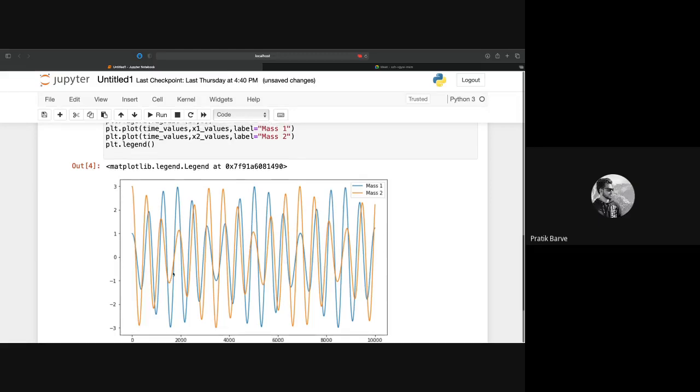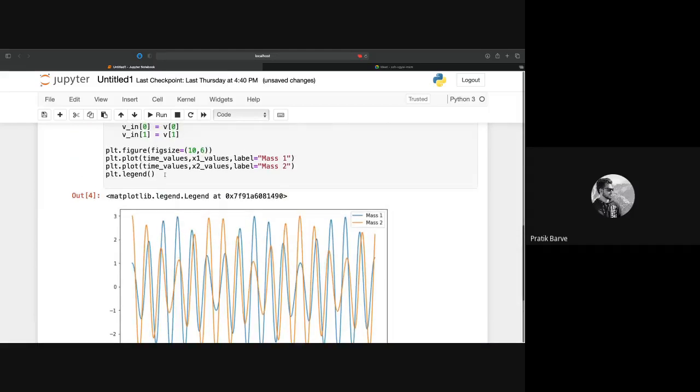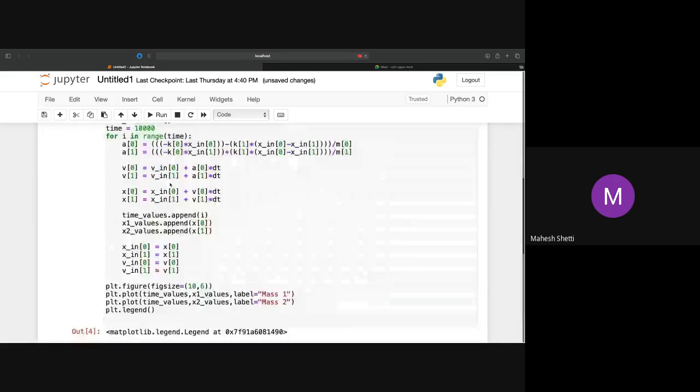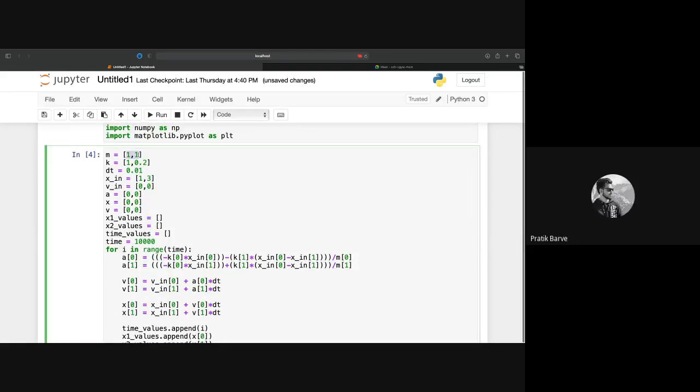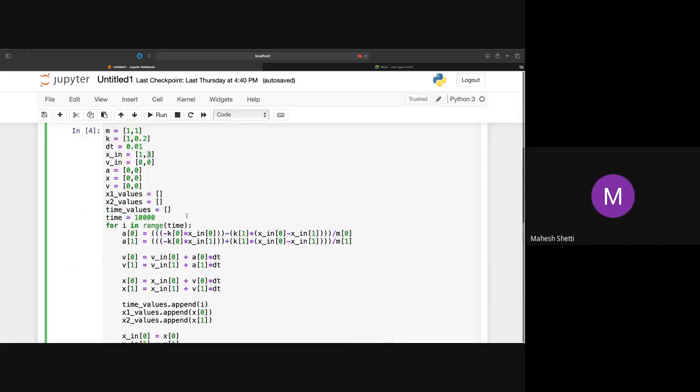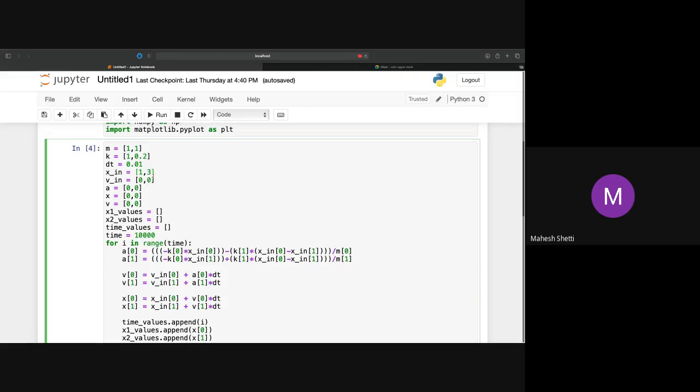So we could do one more thing: we could plot subplots. What was the initial condition? So the initial condition: the masses we kept the same, and the mass 1 position was 1, mass 2 was 3. No, start with the simple case where only one mass is moved and the other is not moved. Okay, so let's start with this.